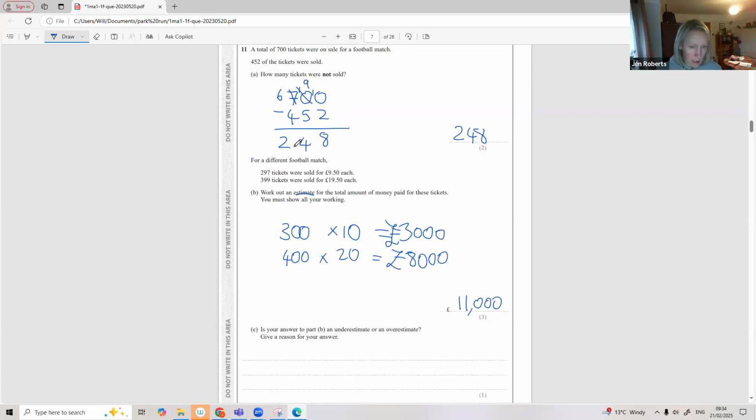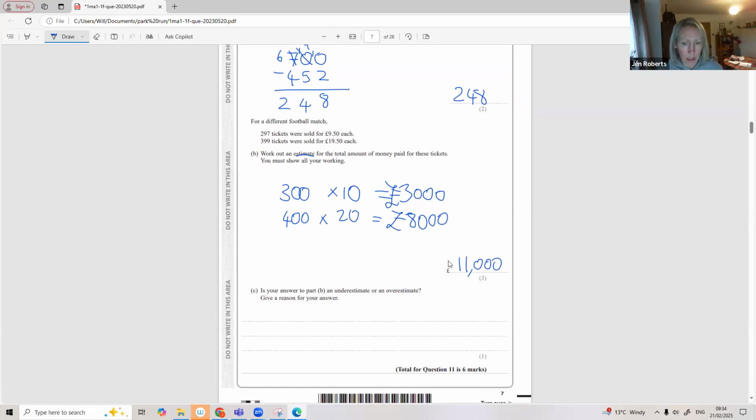Is your answer to part B an underestimate or an overestimate? It's got to be an overestimate because we rounded every single value up. We rounded all values up, so that would be more than it would actually cost.